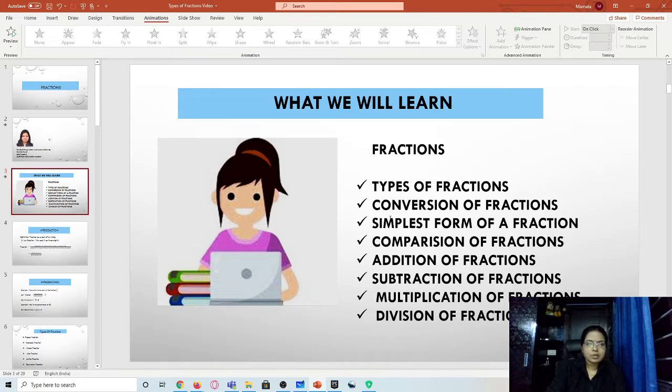What we will learn today? Today we learn and discuss about fractions, types of fractions, conversion of fractions, simplest form of fractions, comparison of fractions, addition of fractions, subtraction of fractions, multiplication of fractions, division of fractions.